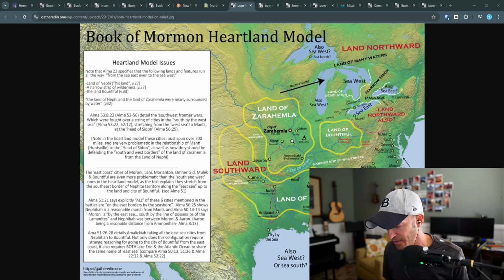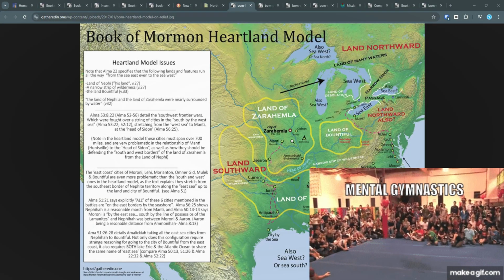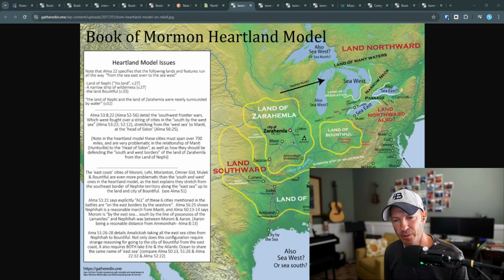I've seen quite a few models where they're trying to say that the head of the River Sidon is the confluence of the Ohio and the Mississippi rivers. That is, once again, total mental gymnastics. I mean, that's almost as bad as what I've seen with some of them where they try and make the West Sea into the Mississippi River. Like pretending that they don't know the difference between a river and a sea and they got their words mixed up or something. It's like, no, the West Sea needs to be west of the land of Nephi. It's a major issue.